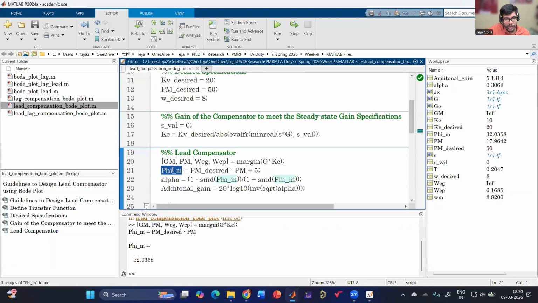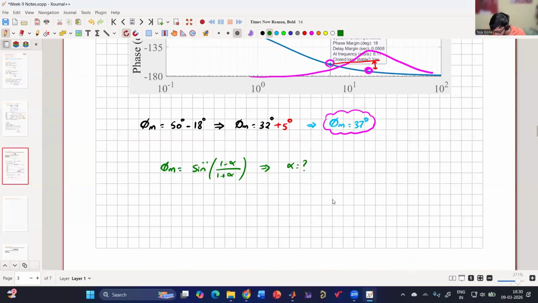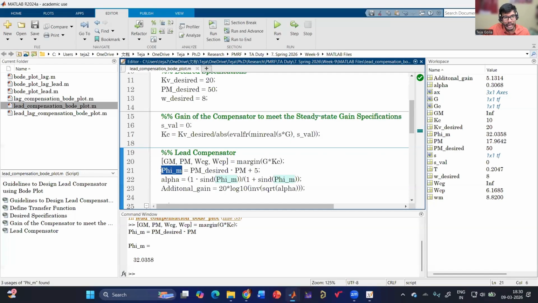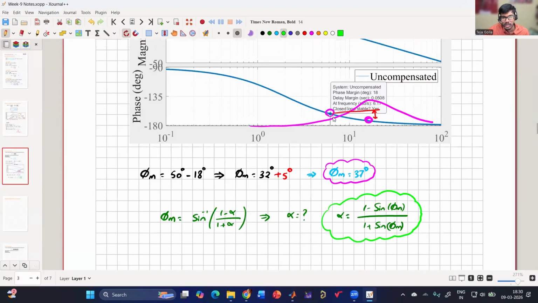Okay, so I have got my phi m. Now alpha is nothing but (1 minus sin phi m) by (1 plus sin phi m). In the MATLAB command I have written sind because it is in degrees: 1 minus sind of phi m by 1 plus sind of phi m. So let me calculate with phi m as 37 degrees that I have considered, with 5 degrees for correction, because my gain crossover frequency is not at this point. It is somewhere on the right side where I will be needing some more additional phase. So that phase I'm considering as 5 degrees for the time being.